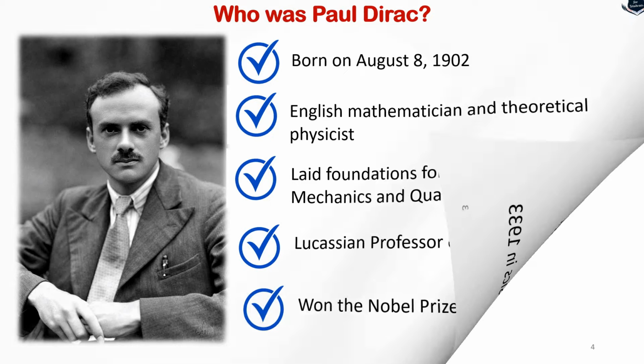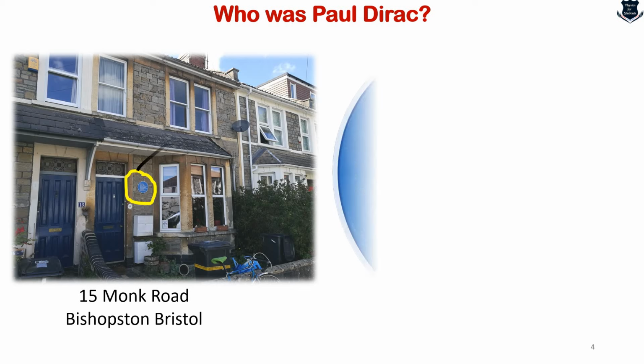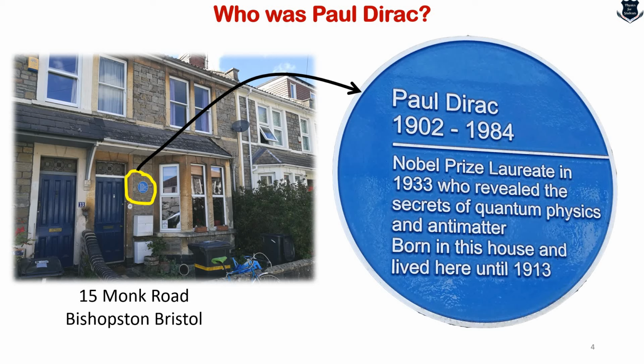Now, as you can see, this is the house where Dirac was born. I've taken it from the internet, and if I highlight this blue plaque, the address reads 14 Monk Road, Bishopston, Bristol. Yes, this was commemorated after Dirac's death.